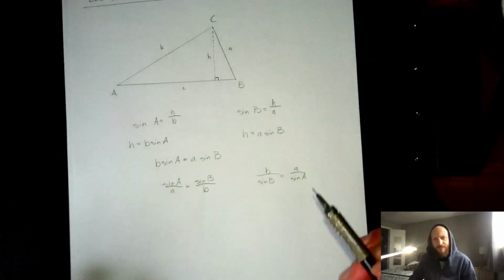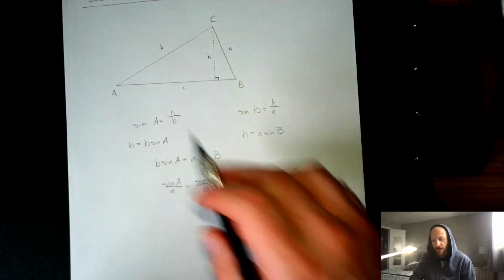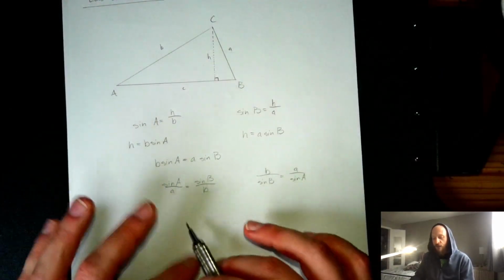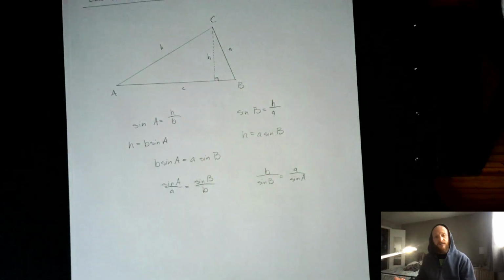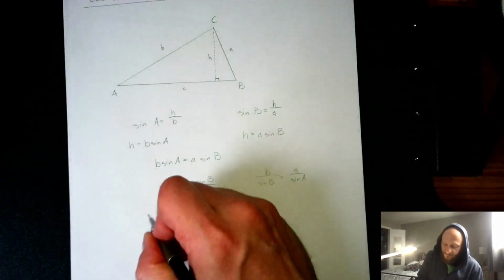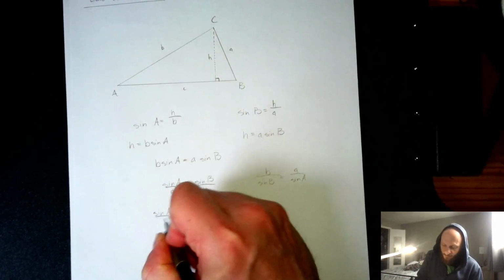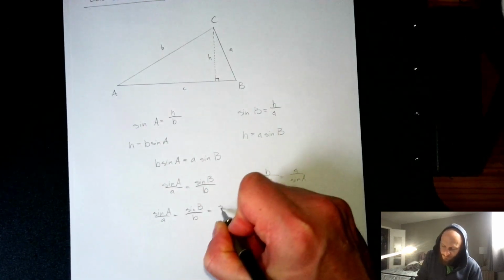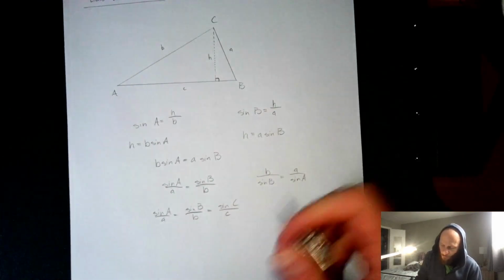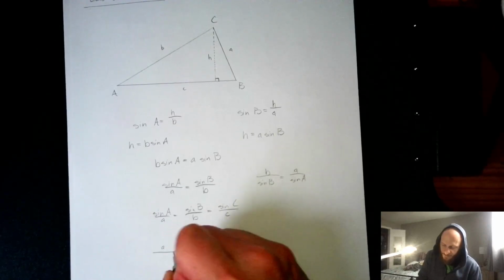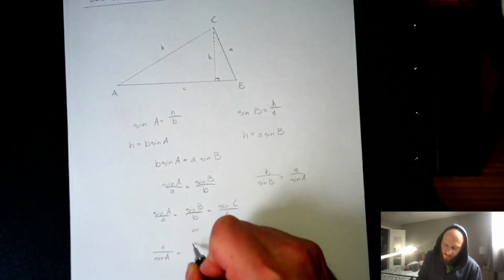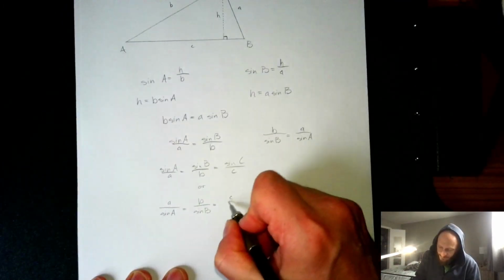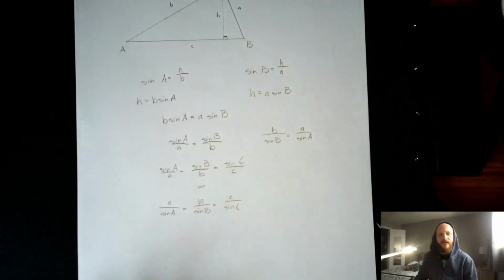And you could do the exact same thing if you just reorient this triangle and draw a new height. Then you'll find that sine of A over a is also equal to sine of C over c, which gives us the law of sines. Sine of A over a equals sine of B over b equals sine of C over c, or equivalently, a over sine of A equals b over sine of B equals c over sine of C. They're the exact same thing.